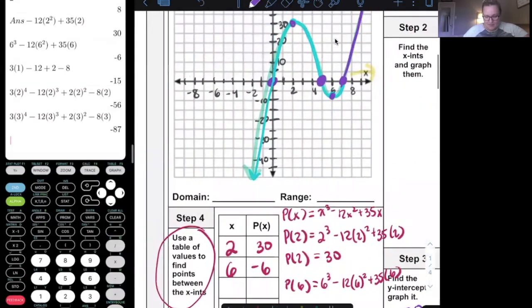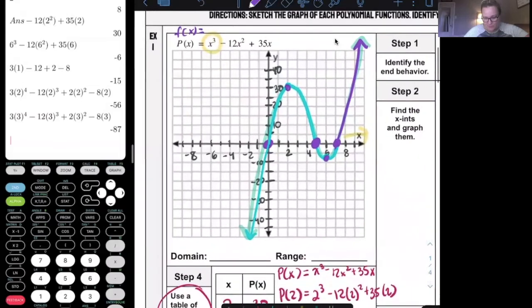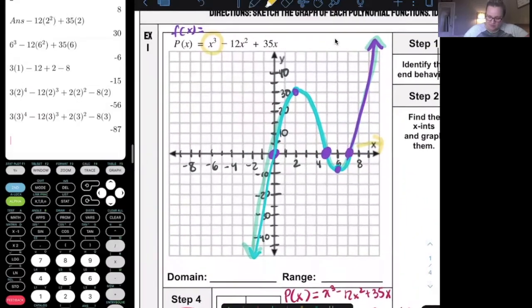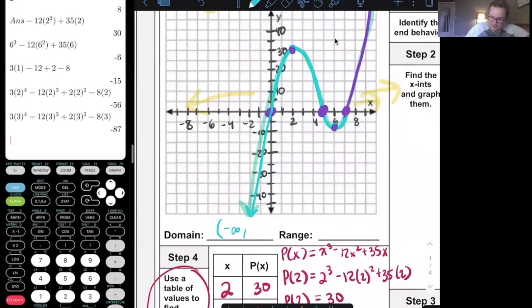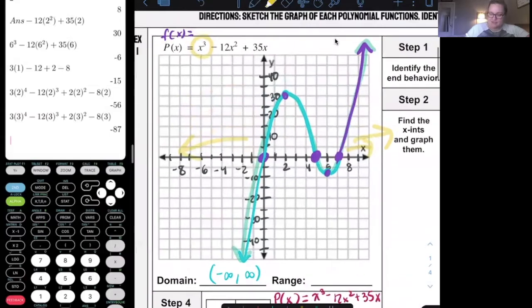All right, then for this graph, what would our domain and range be? Well, it extends to the left and to the right forever, so our domain is -infinity to +infinity. And then it extends up and down forever. So it decreases forever, it increases forever. So our range is the same.